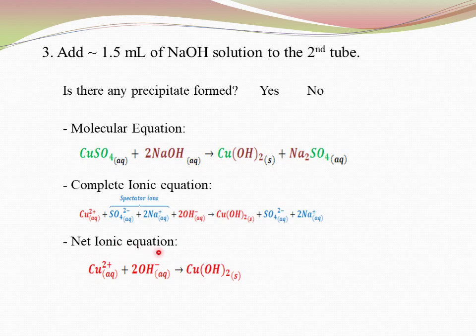So now, the net ionic equation. A net ionic equation shows the ions that are involved in the precipitate. The precipitate is copper hydroxide, which consists of the copper cation, Cu2 plus aqueous, and hydroxide ion, OH minus. So Cu2 plus plus OH minus produce copper hydroxide. I have 2 hydroxide here, so the coefficient should be 2. So this is now a balanced chemical equation.